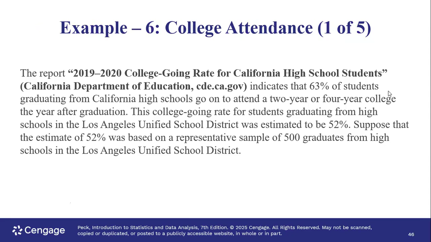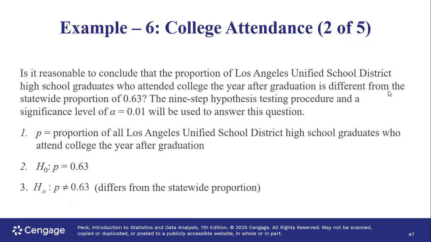So what is the bottom line? In the population, among all California high school graduates, 63% of the students attend a college the next year after graduation. For a sample of 500 students, we'll assume a simple random sample from Los Angeles Unified School District, the sample proportion of students who attend college the year after graduation from high school is 0.52.